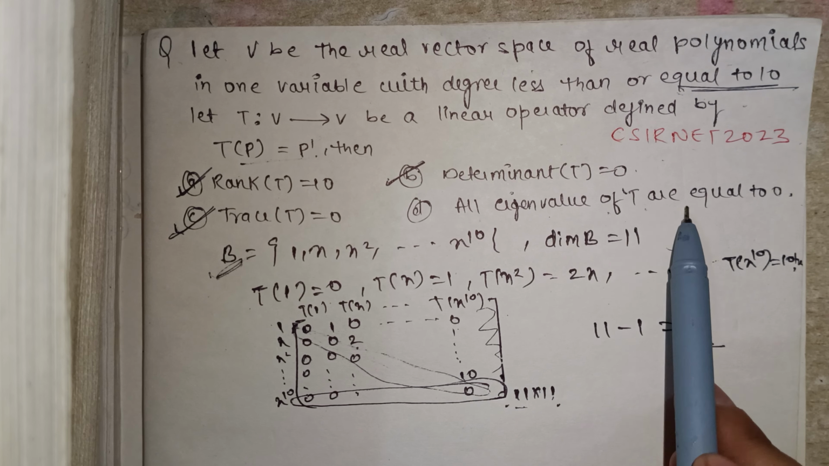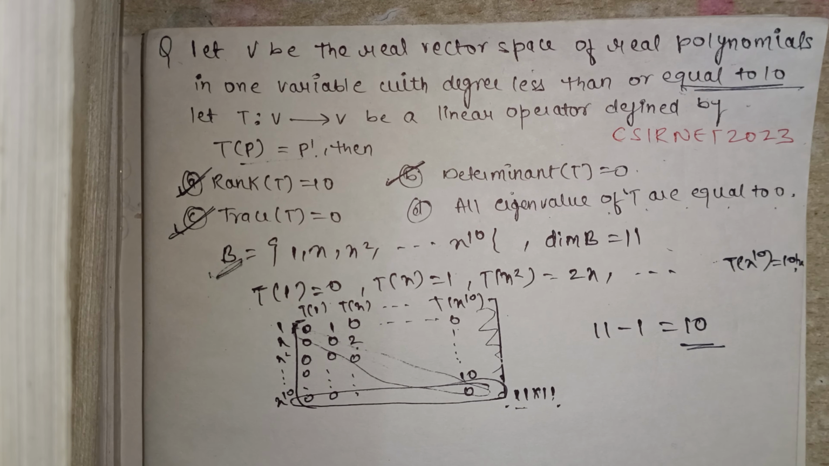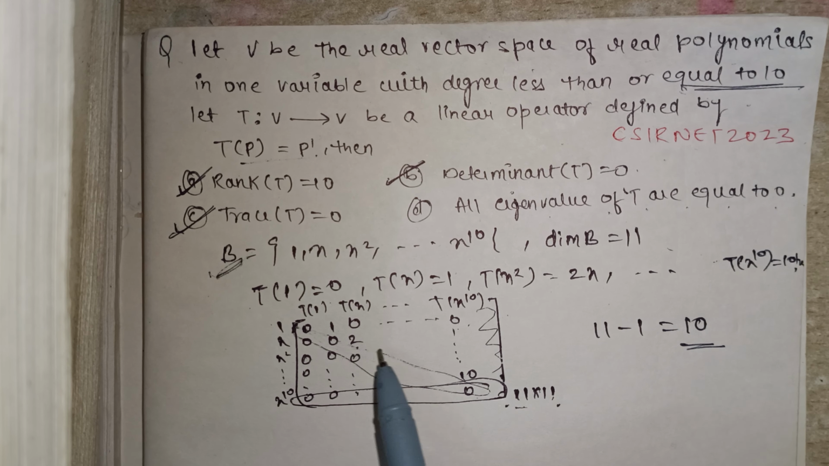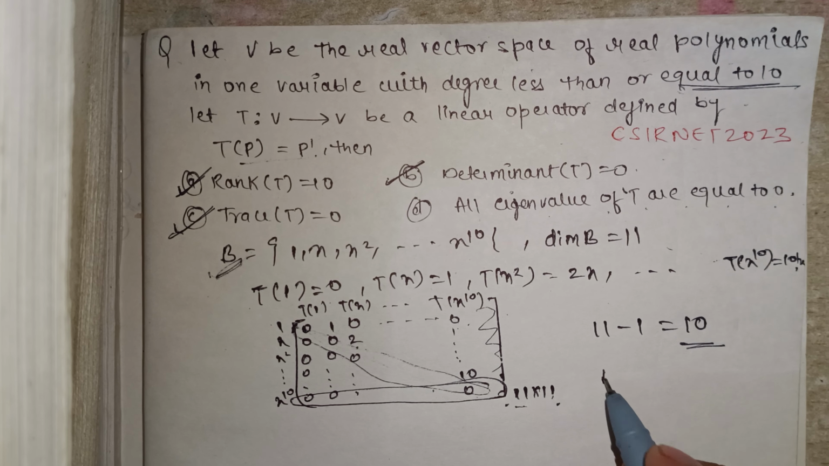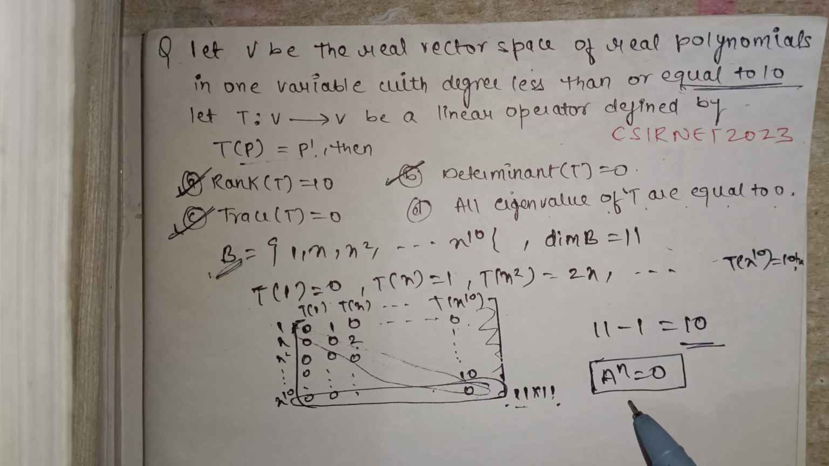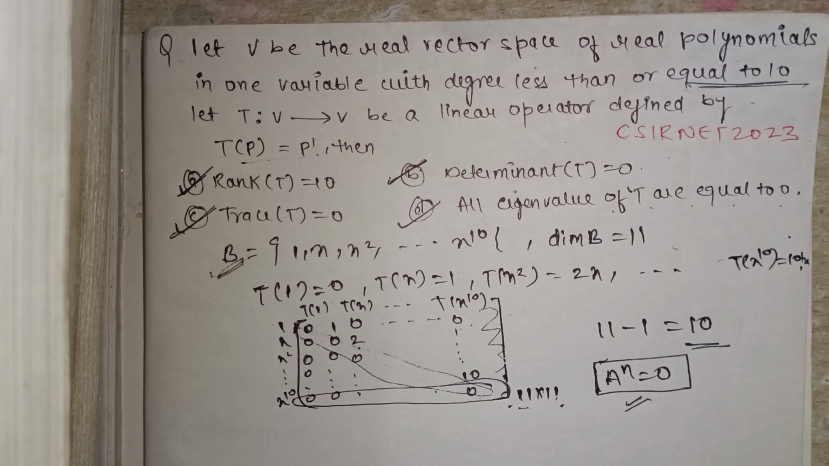All the eigenvalues of T are equal to 0. As we see, this matrix is a nilpotent matrix, as all the diagonal elements are 0 and it is an upper triangular matrix with all diagonal elements 0. So this is a nilpotent matrix, and in a nilpotent matrix, A to the power n is equal to 0. So in this matrix all eigenvalues are 0. So this option is also right. So here all options are right. So this is the solution.